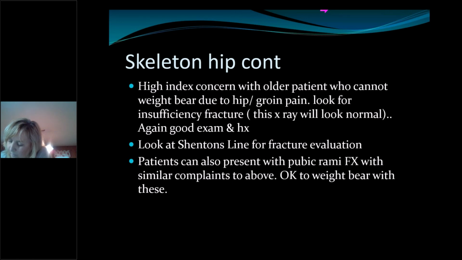And not every patient with a hip fracture has the shortened, internally rotated extremity like everybody describes. So kind of the thought here.